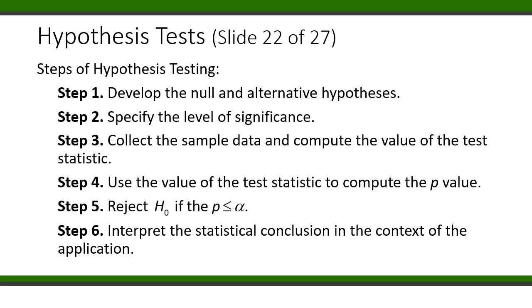Then step 3, collect the data and compute the value of your test statistic. And then step 4, use that value of the test statistic to compute the p-value. And then always reject your null hypothesis if the p-value is less than your alpha or your level of significance. And then the last step here, interpret the statistical conclusion in the context of the application.